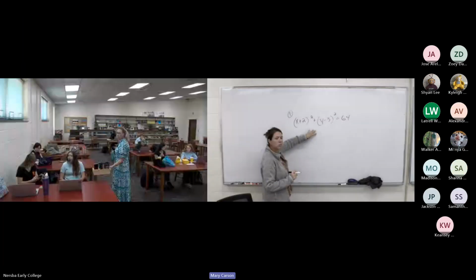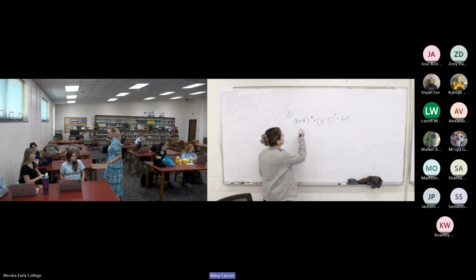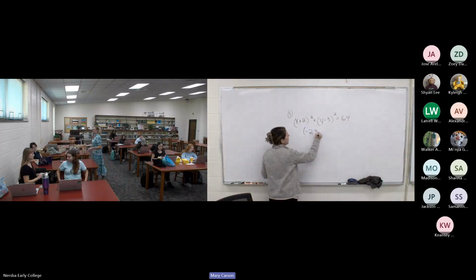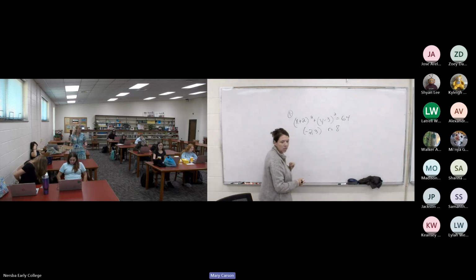When you're finding the center of this circle, you will take the opposite of what sign's in there. So this would be -2, +3, and the radius is always the square root of the 64. So the radius of this will be 8.